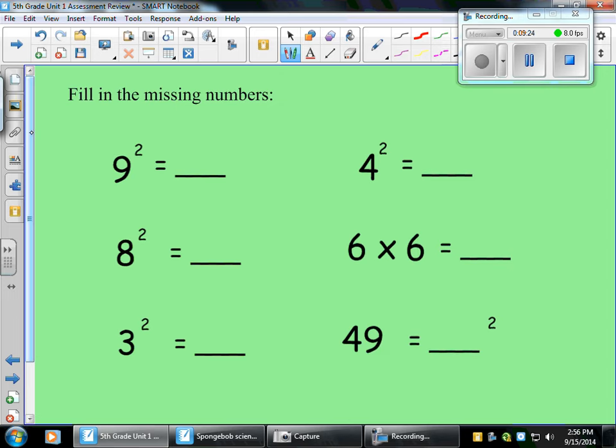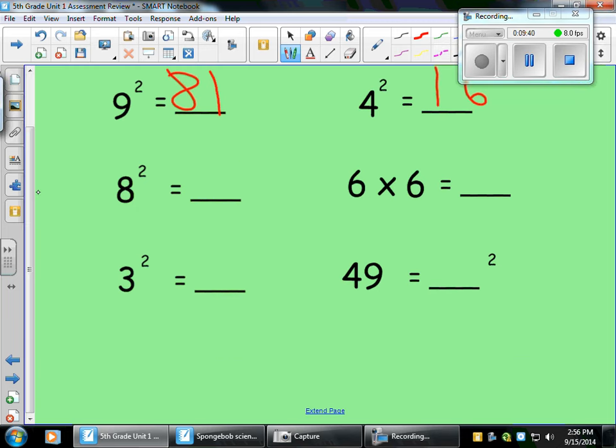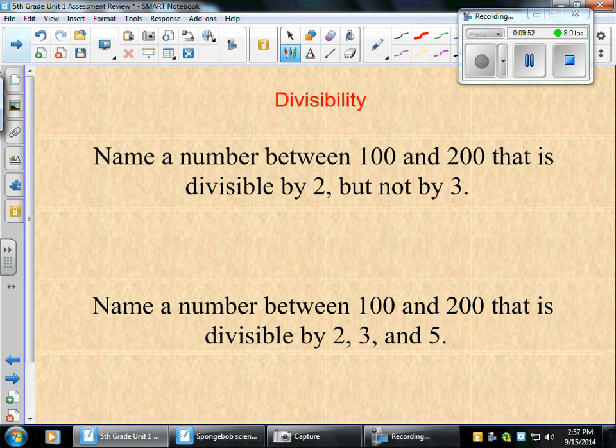Fill in the missing numbers. 9 to the second power. A lot of kids are going to want to put 18. That is incorrect. Kids, remember, 9 to the second power means 9 times 9, which is 81. 4 to the second power is 4 times 4, which is 16. 8 to the second power is 8 times 8, which is 64. 3 times 3 is 9. 6 times 6 is 36. 49 equals 7 to the second power. Perfect.